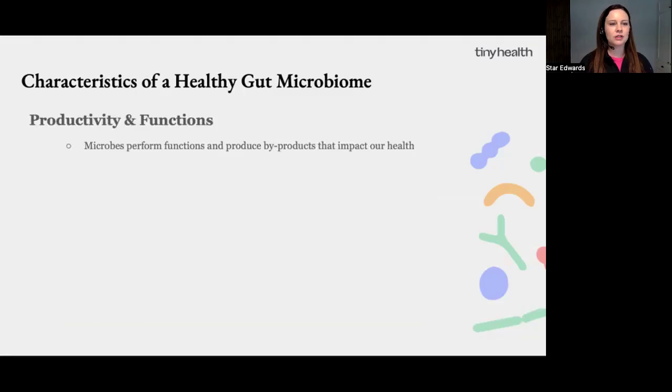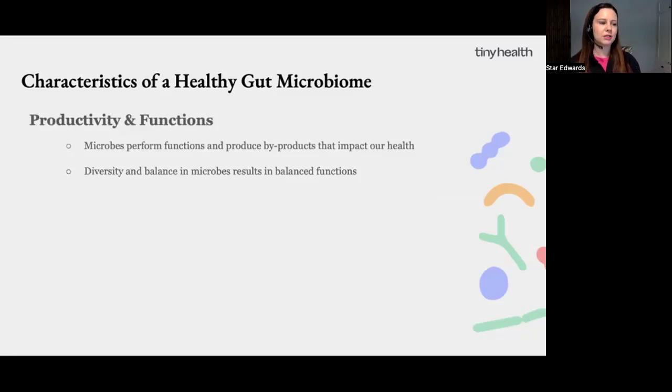So productivity and functions: microbes perform functions and produce byproducts that impact our overall health. Diversity and balance in microbes is going to result in balanced functions. Different microbes perform different functions. Your unfriendlies are going to produce more toxins and inflammation, and your friendlies are going to produce more short-chain fatty acids and vitamins, other important functions. So if we have diversity and we have balance in which microbes are present, then the functions that are being produced are going to be balanced as well.